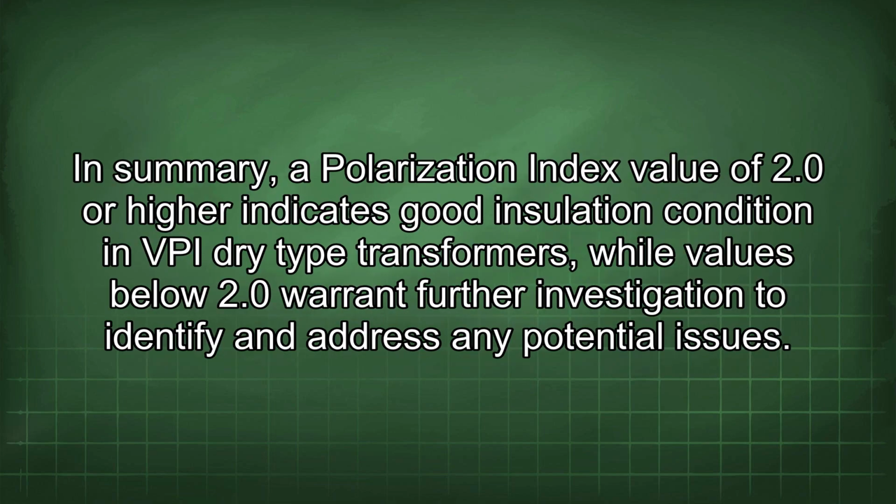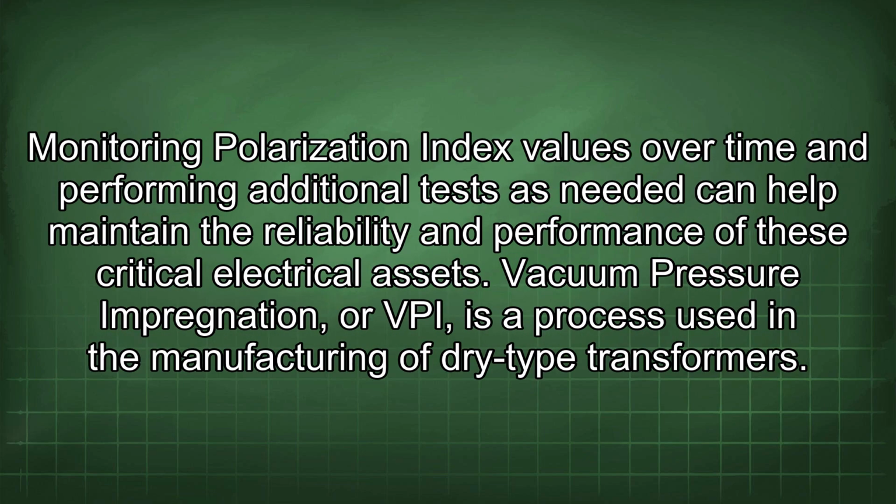In summary, a polarization index value of 2.0 or higher indicates good insulation condition in VPI dry-type transformers, while values below 2.0 warrant further investigation to identify and address any potential issues. Monitoring polarization index values over time and performing additional tests as needed can help maintain the reliability and performance of these critical electrical assets.